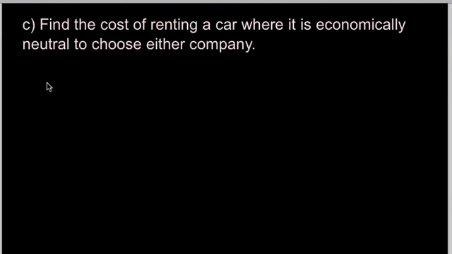Okay, so C, find the cost of renting a car where it is economically neutral to choose either company. So it's kind of vague language, but what it really means is find the cost where it doesn't matter which company I go with, because the cost is going to be the same. So if the cost is going to be the same, that means C is going to equal C, right?